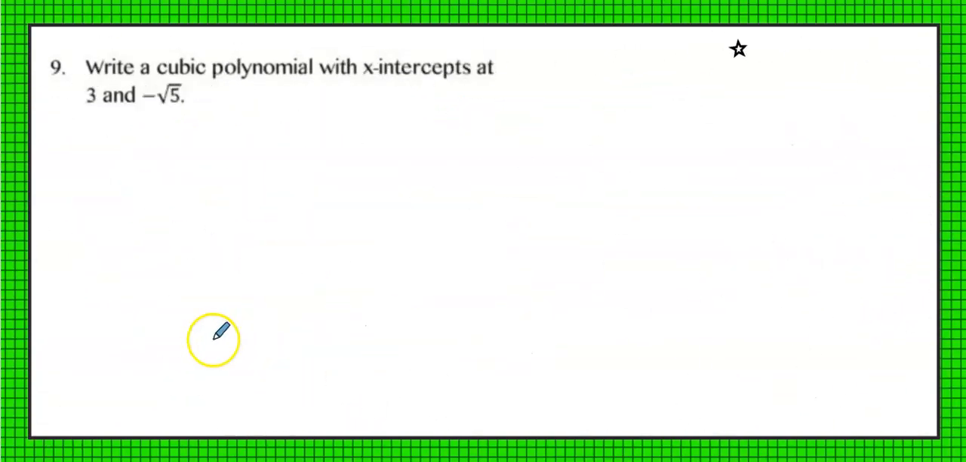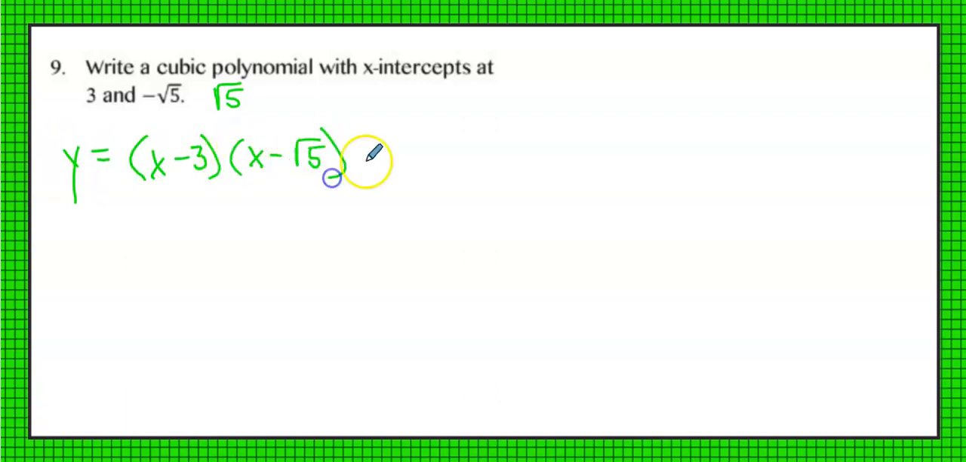Number 9 asks us to write a cubic polynomial with x-intercepts at 3 and at negative root 5, so we know there's also going to be one at positive root 5. It doesn't give us an a value, and it also doesn't give us a point that it goes through, so we're going to assume that the a value is 1 here. So our equation is going to look like this. We have x minus 3, we have x minus root 5, and x plus root 5.